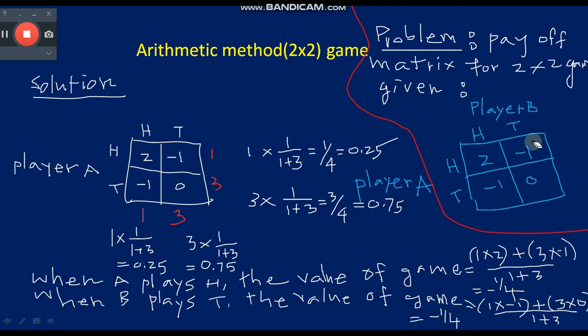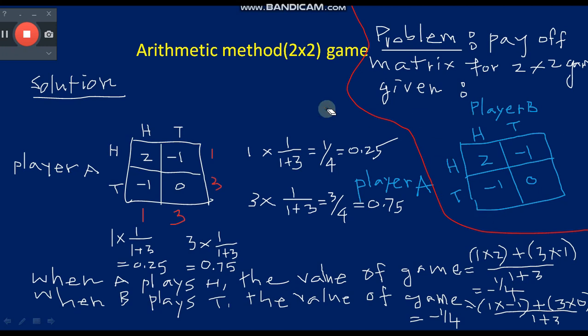The payoff matrix is given. That means 2 here implies player A has to give 2 points to player B. -1 implies player B has to give the points to player A. Here 0 means no player exchanges points. He need not give any point to him, and he need not give any point to this player. Okay, so this is the 2 by 2 game given to us with the payoff.